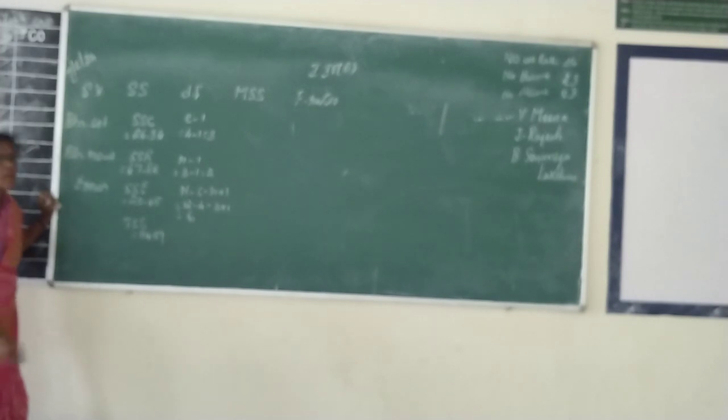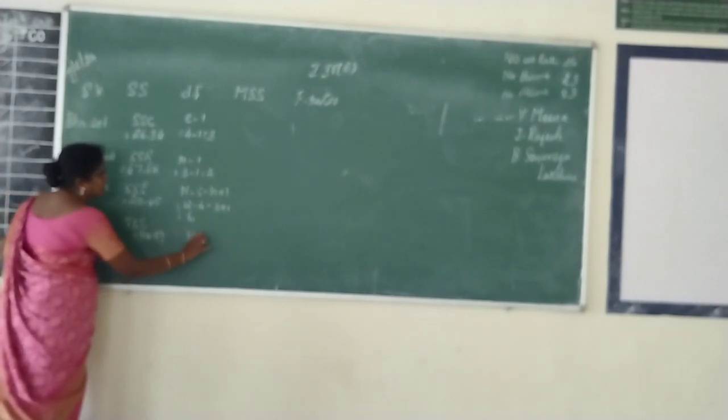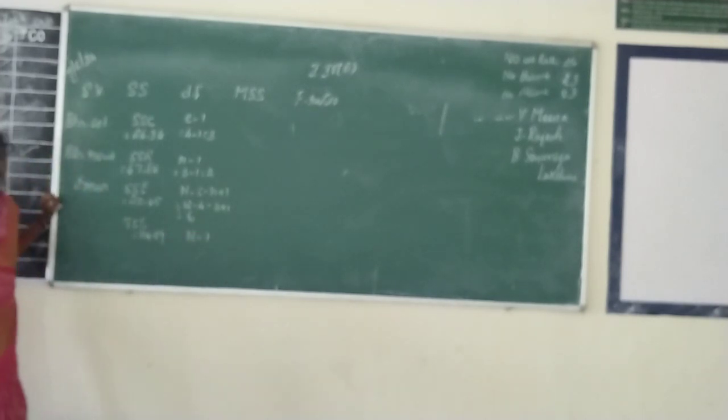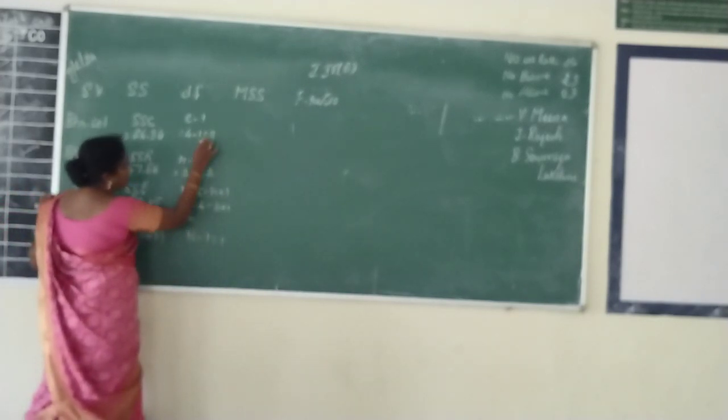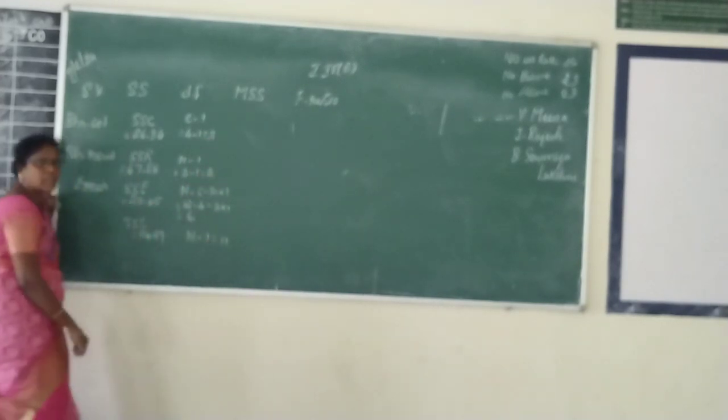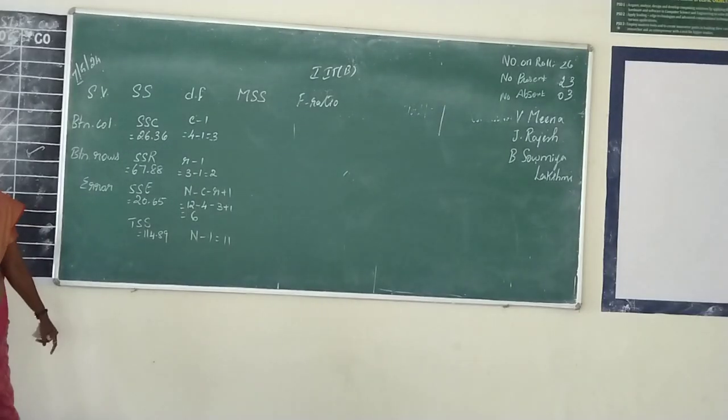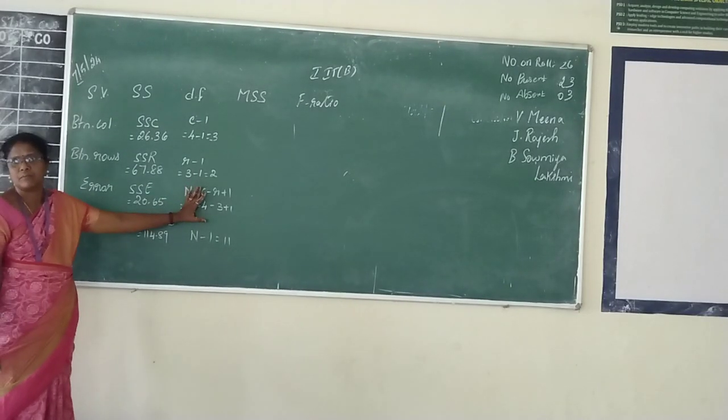Okay, what should be the overall total? N minus 1. Totally how many n values? 12. 12 minus 1 should be 11. When you add all these, it should be equal to 11. Are you getting it? Yes. So this you can be sure.